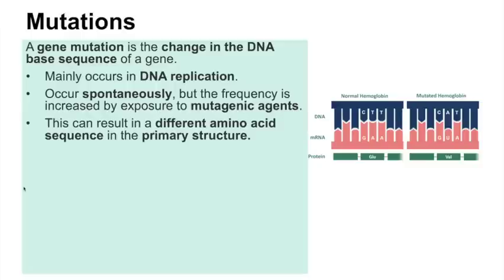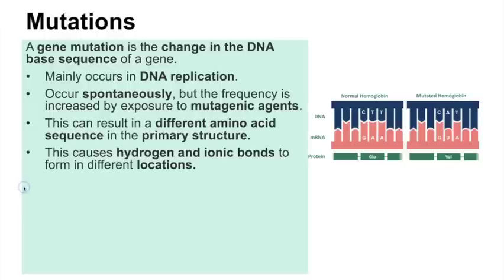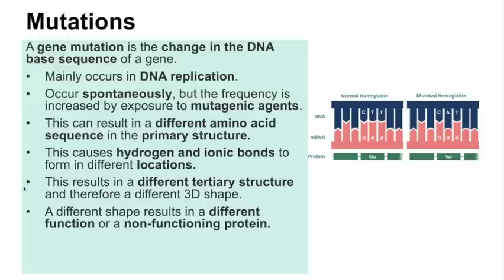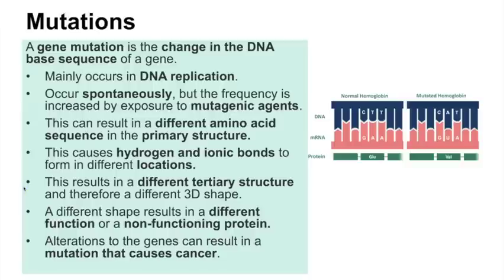If a gene mutation does occur, then it could result in a different amino acid being coded for, and therefore a different sequence of amino acids in the primary structure of a protein. This could cause the hydrogen and ionic bonds in the tertiary structure to form in different locations, and therefore it results in a different tertiary structure, 3D shape. And it's the shape of a protein that determines its function. So that is why a mutation could result in a different function or a non-functioning protein. Now, if that mutation happens in a gene that controls the cell cycle, it could then result in cancer.